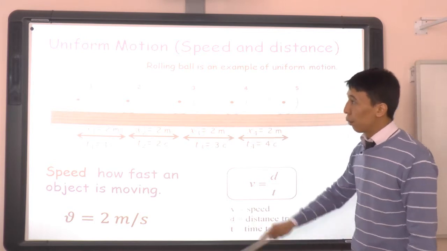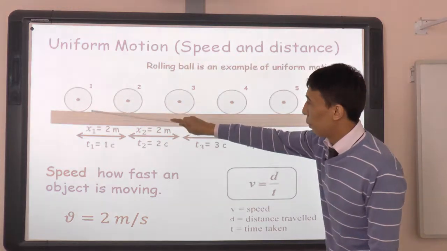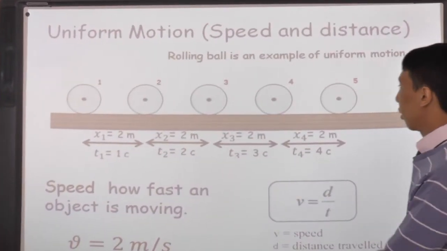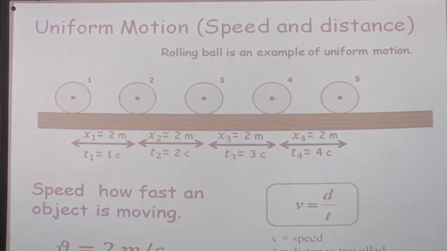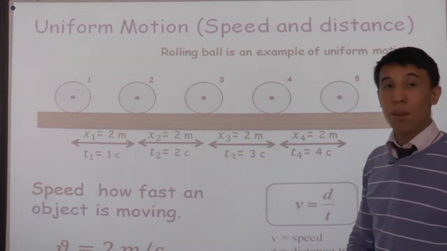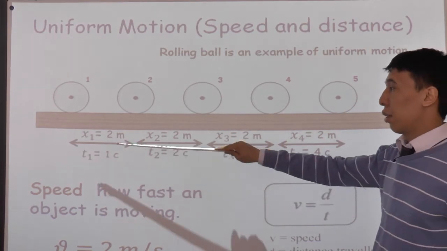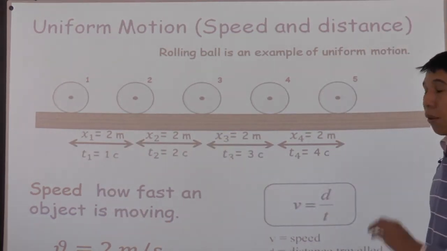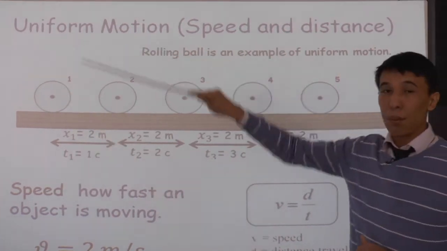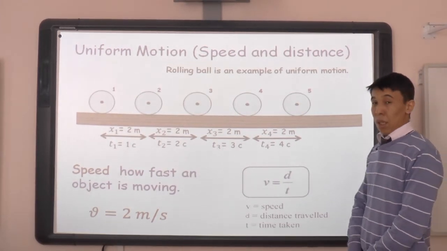Okay guys, look, we have a rolling ball, and the ball started to roll from point 1 and continued until point 5, as you can see. And for each second, the ball moved 2 meters. And the distance was the same for each second, because we have what? We have uniform motion. It means we have constant speed.